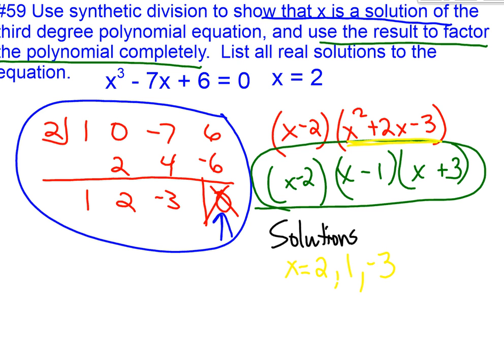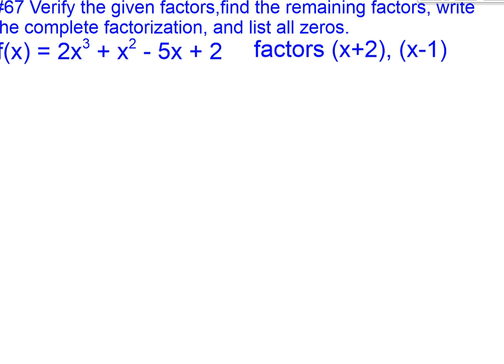Everybody got that pretty well? Yes. And then I have another one from the homework. Verify the given factors, find the remaining factors, write the complete factorization, and list all of the zeros. So same thing, remember we do that progressive division. What are you going to divide by first? Negative 2. And do we need to add any zeros or anything, or are we good? We're good. So 2, 1, negative 5, and 2.